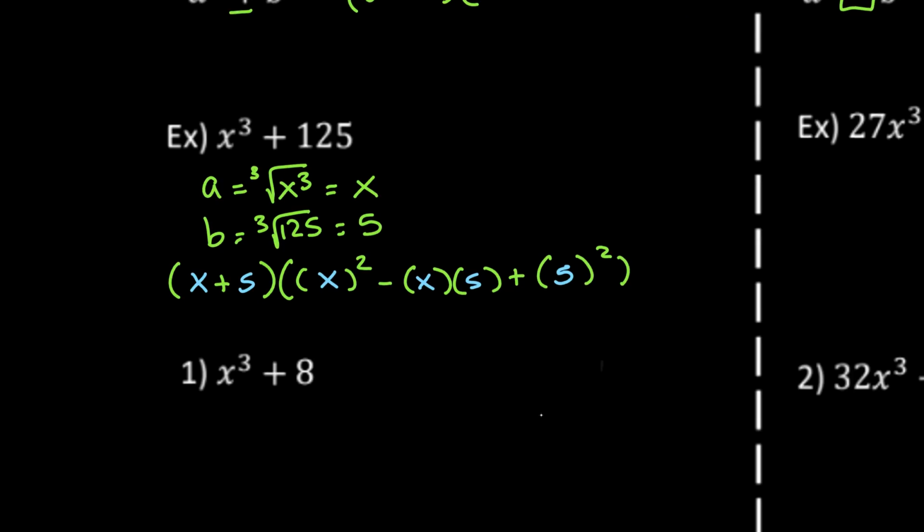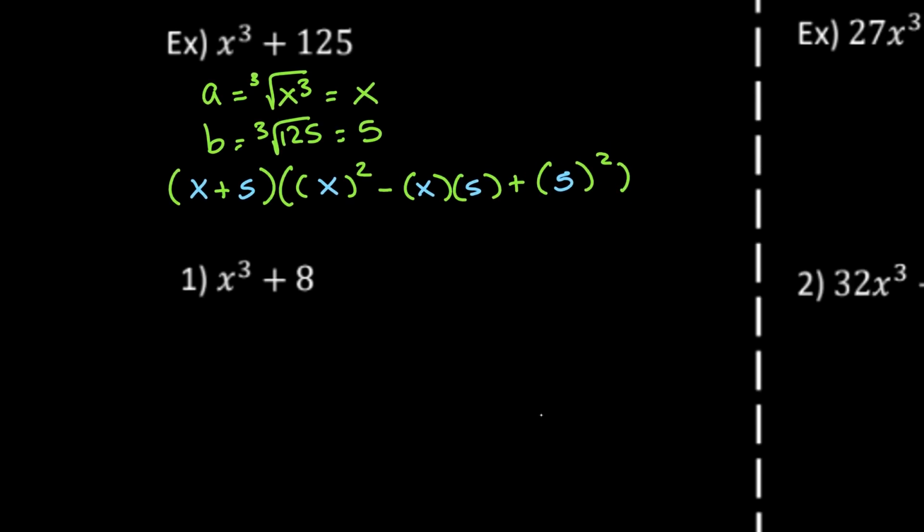Now, do you need to write it out like I did every time? Probably not. I just want to show you that we're literally just putting numbers into a formula. And now, how can I simplify this a little bit? How can I refine this? X plus 5, x squared minus 5x plus 25. Beautiful. That's our answer. This is as factored as this can get.